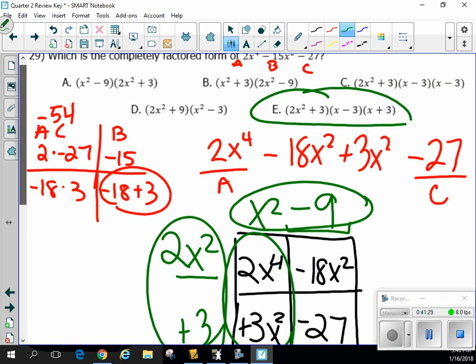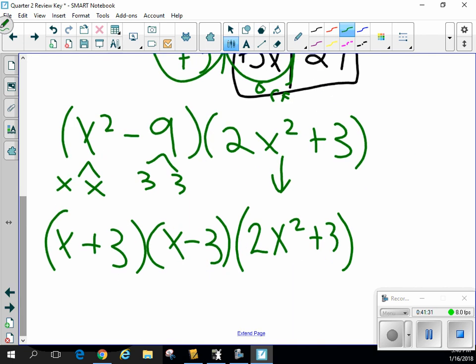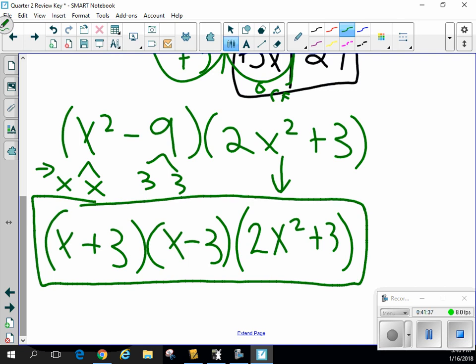So the biggest thing is don't forget the difference of perfect squares. This part right here, ladies and gentlemen, will give you the completely factored form.